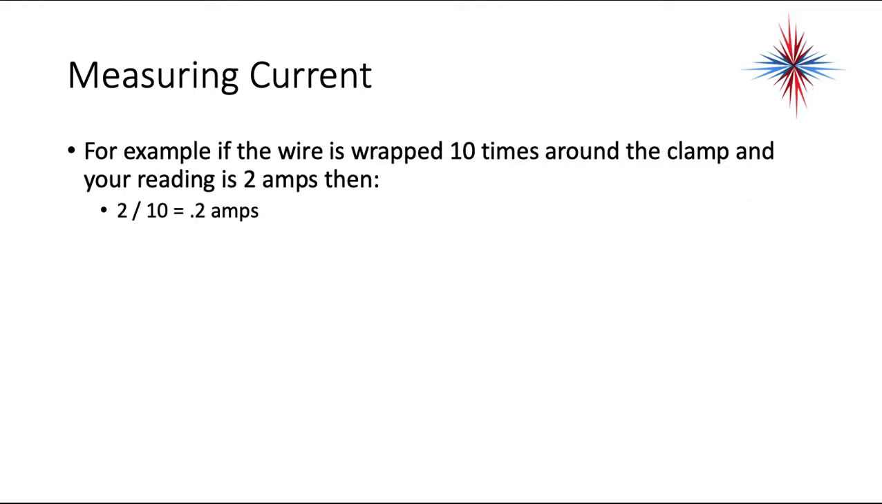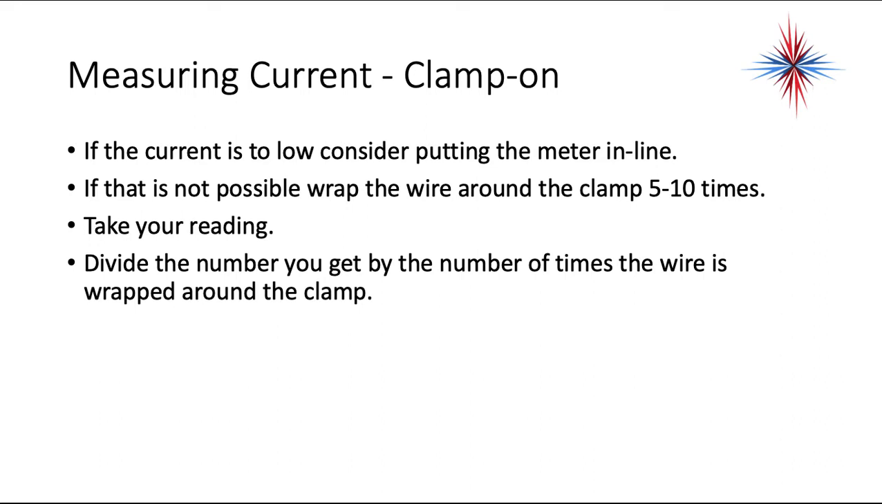Now, if you use lower amps, lower currents, you might want to wrap the wire around the meter 10 times. If you wrap the wire around the meter 10 times and your reading is 2 amps, divide that number by the number of times you have the wire wrapped around the clamp. If the current is too low, consider putting the meter in line. If that's not possible, wrap the wire around the clamp 5 to 10 times, take your reading, divide the number you get by the number of times the wire is wrapped around the clamp.